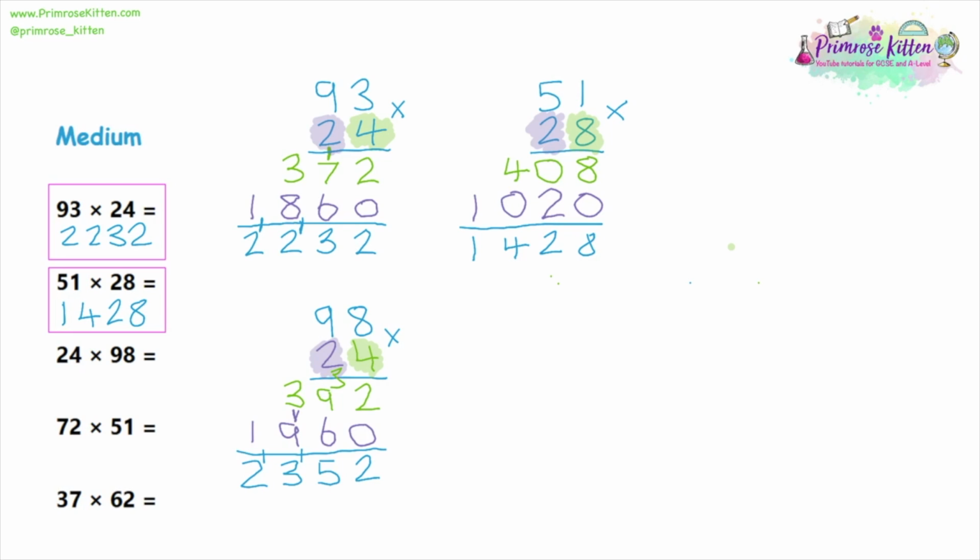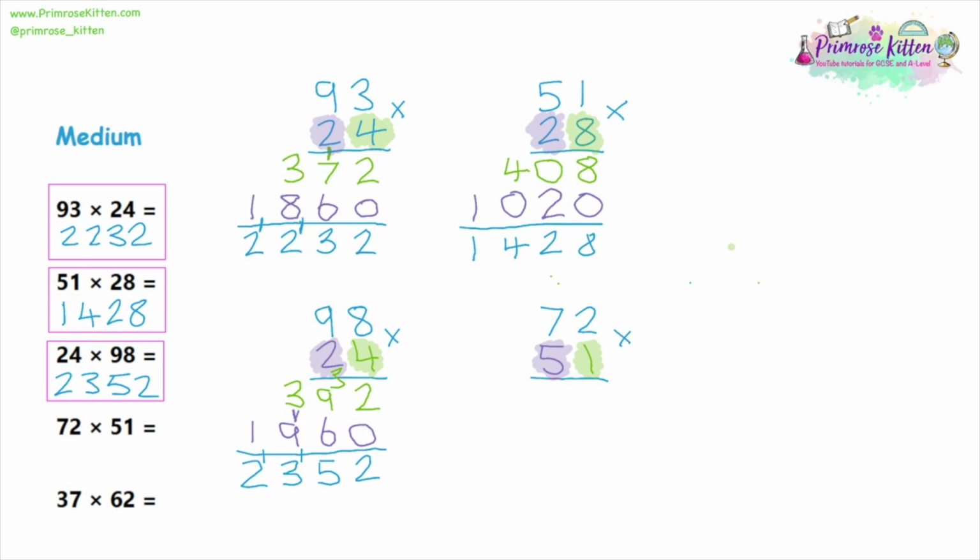That gives a final answer of 2,352. Question 4, we have 72 multiplied by 51. Again, we'll do this in two sections. We will multiply by 1 first, and then we will multiply by the 5.